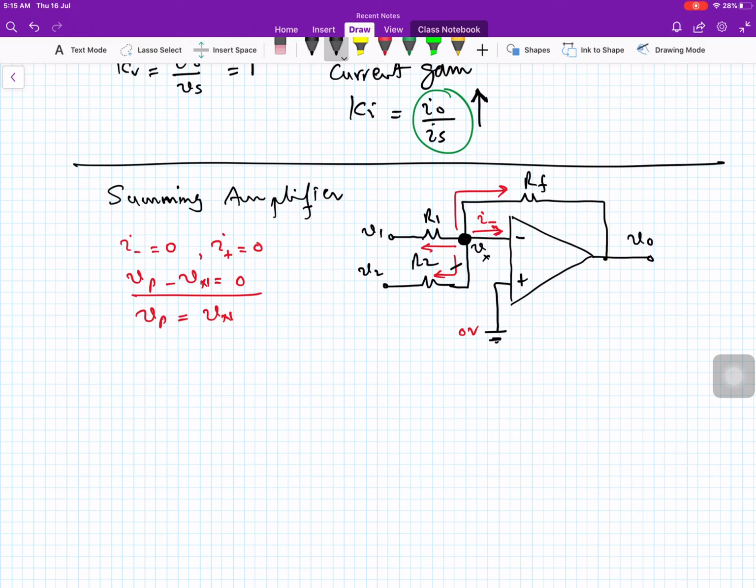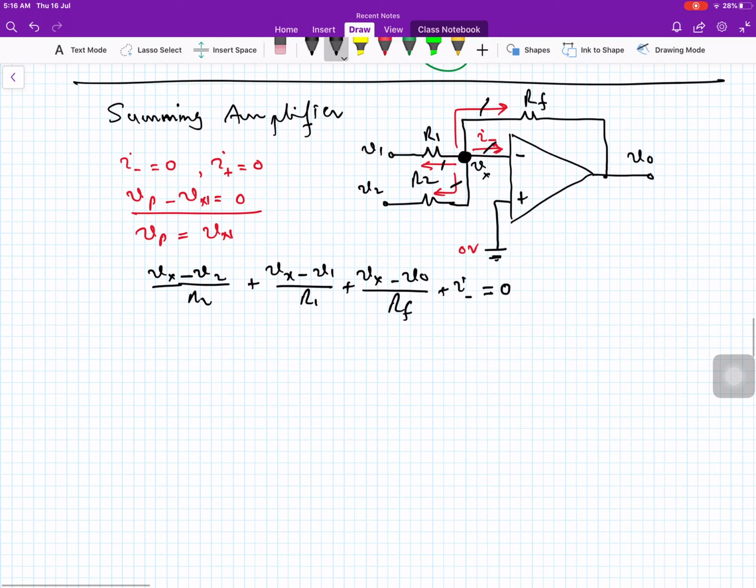So writing the equation at this node, what is this current? This is Vx minus V2 divided by R2. This current is Vx minus V1 divided by R1. This current is Vx minus Vo divided by Rf. And this current is I inverting. Before we apply our assumptions, I will rearrange it. This Vx times 1 over R1, this Vx times 1 over R2, and this Vx times 1 over Rf. So these are the coefficients of the Vx term.